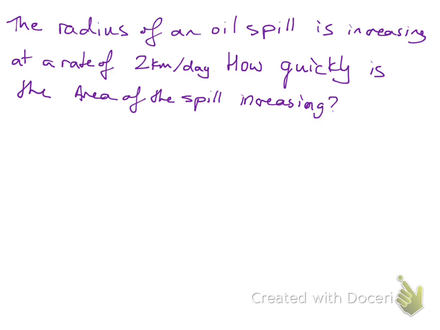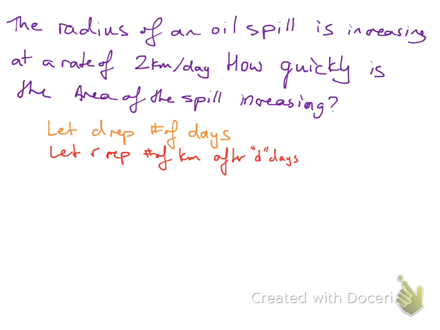Well, let D represent the number of days. Let R represent the number of kilometers the radius is after D days. And then finally let A represent the area with radius R after D days. So you see how area is going to be a function of the radius, but the radius is a function of the number of days.